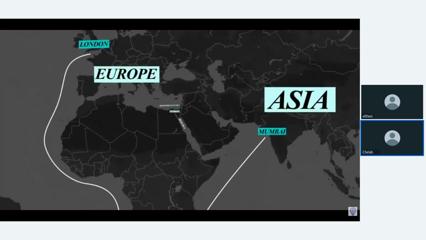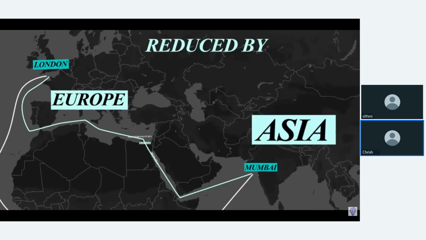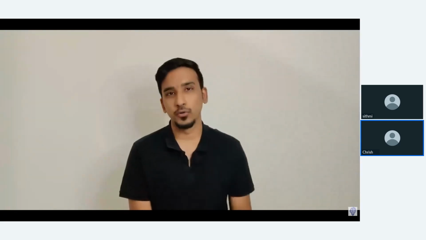And this move, ladies and gentlemen, was so revolutionary that it reduced the traveling distance from Bombay to London by 7,000 kilometers and reduced the travel time by 23 days in each trip. And this is what made Indian ports extremely valuable to the traders.